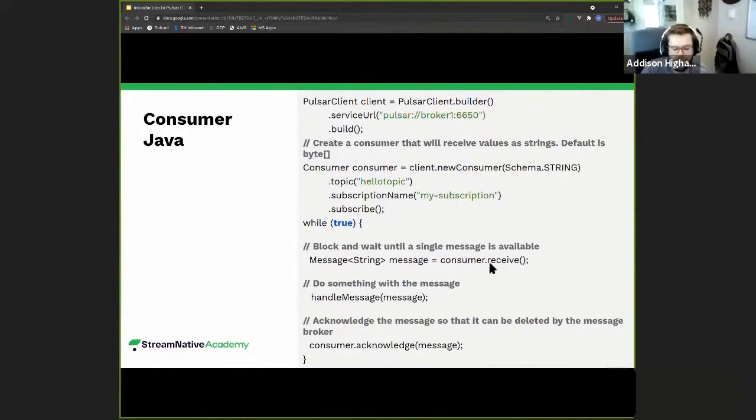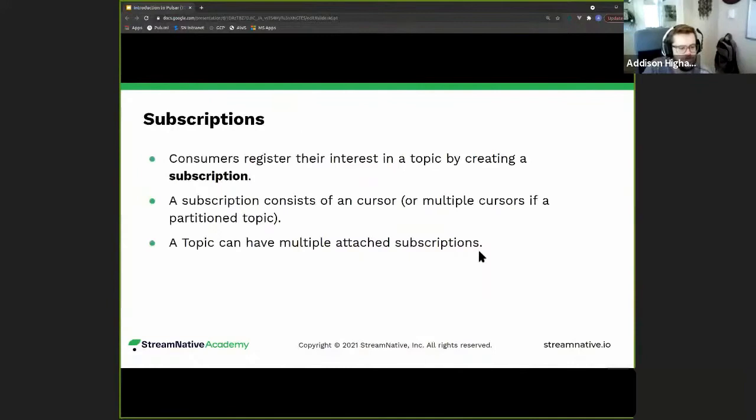There's also an asynchronous receive, but once again, there is prefetch going on there, so that consumer receive is a very reasonable API to use. And as we mentioned here, there's a subscription. The subscriptions are really the way in which Pulsar is able to have all this flexibility across different use cases. A consumer binds to a topic and registers their interest via a subscription. It's important to note, once again, that a topic can have multiple attached subscriptions, so you can have multiple different ways you're consuming that data and multiple different applications.